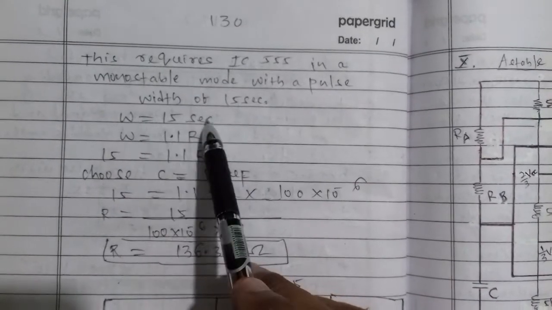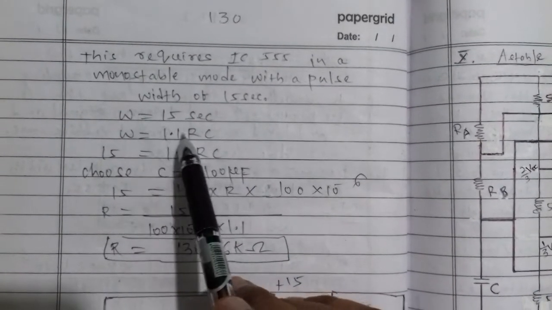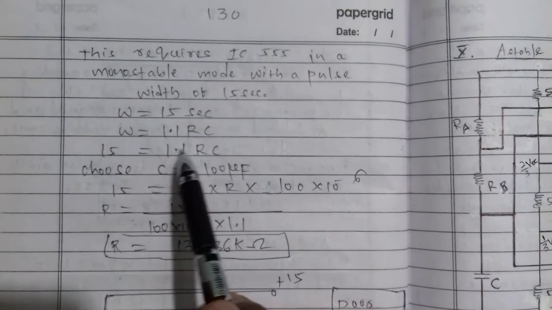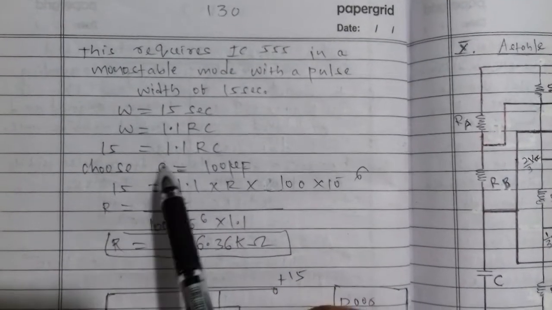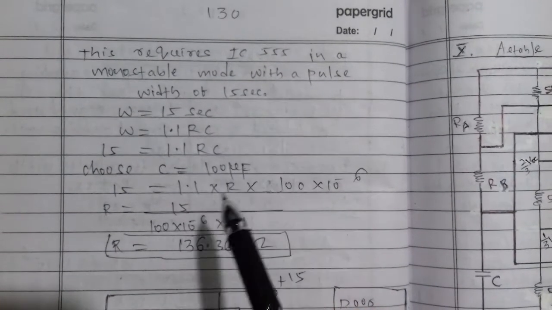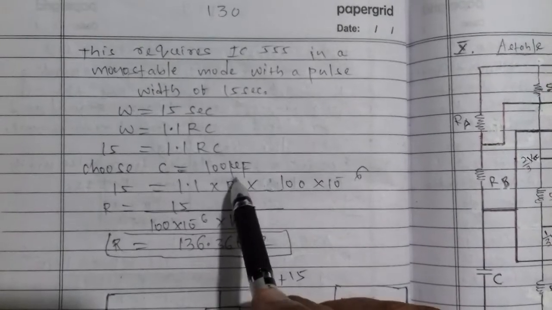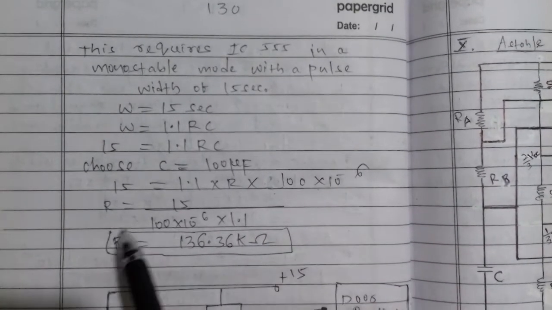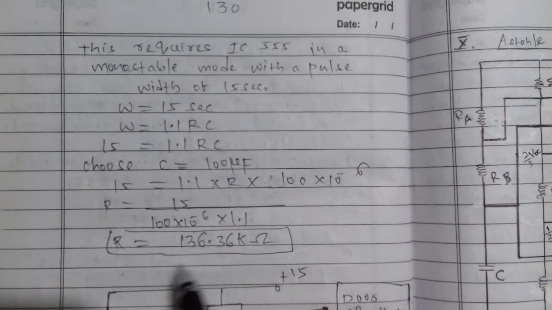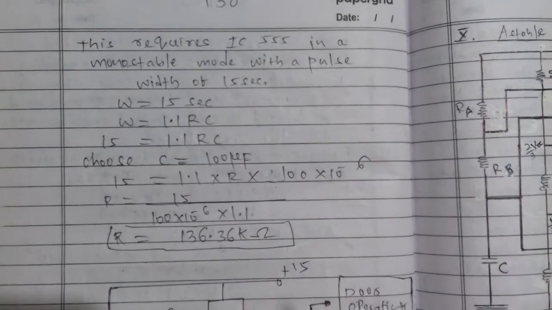W is equal to 15 seconds, and W is equal to 1.1 RC, so 15 is equal to 1.1 RC. Choose C equal to 100 microfarads. 15 is equal to 1.1 into R into C, so R is equal to 15 upon 1.1 times 100 microfarads, which is 136.36 kilo ohms.